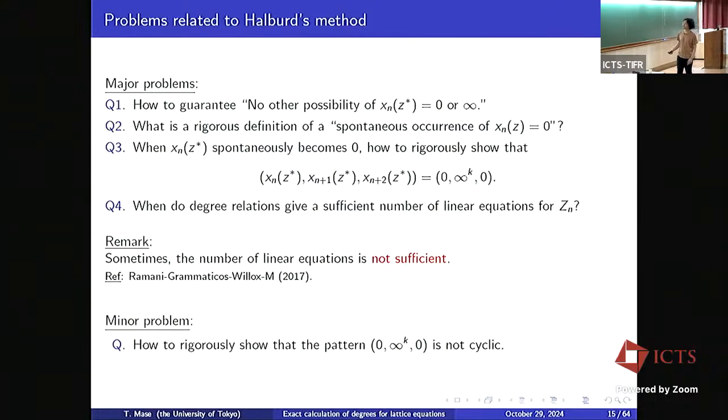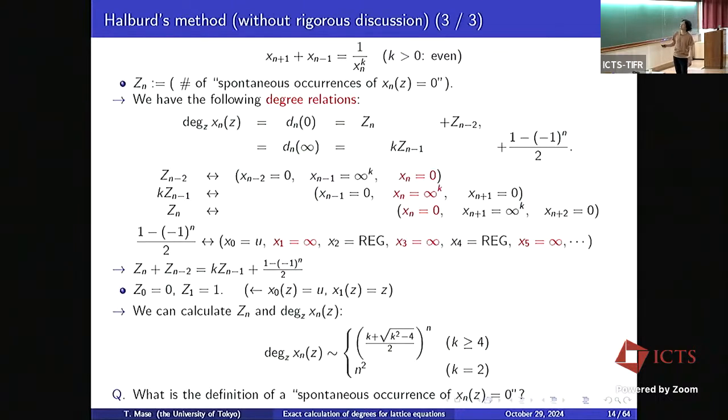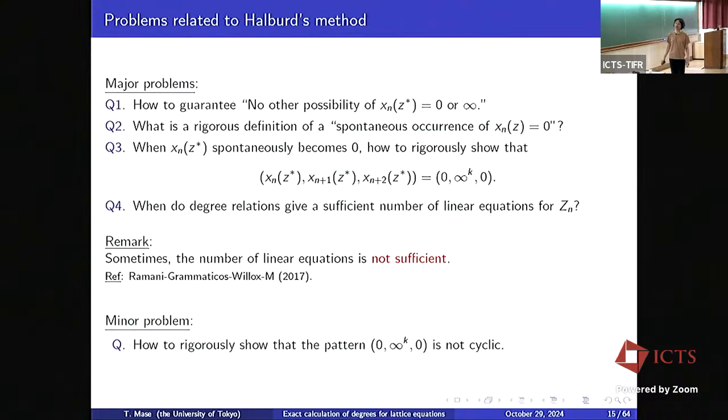How? Good question. And question 4. We had degree relations, so we were able to solve it. But is it always the case? The answer is no. Sometimes the number of linear equations is not sufficient. But what is the condition? And there is another minor problem. How can we rigorously show that the pattern is not cyclic?